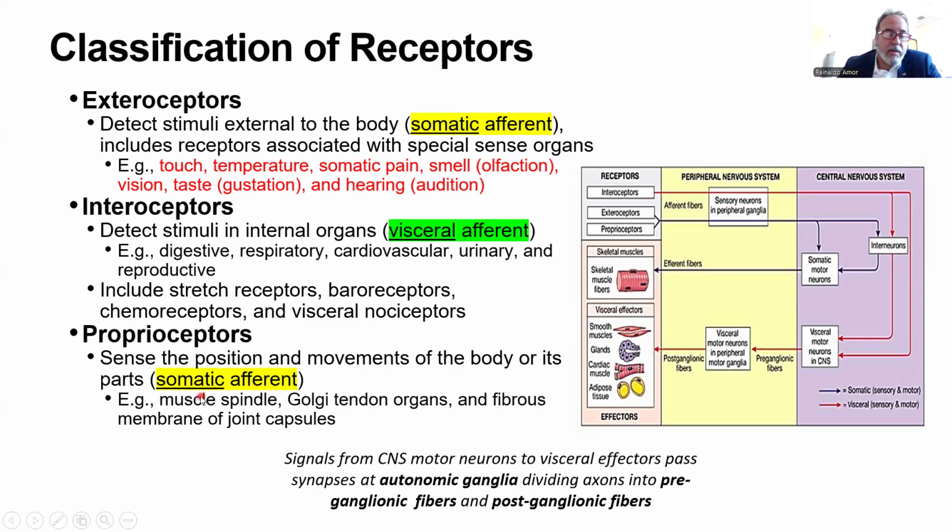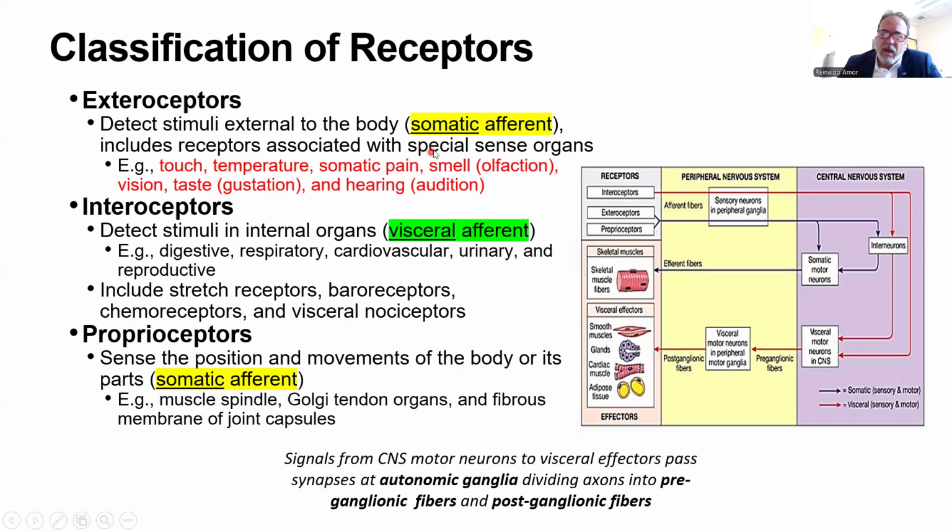And also responding to the position and movements of the body, or its parts. That is also somatic information. You can see these receptors are located in the muscle spindle, like within the muscle, or within the tendon, or even the capsules of joints. Sorry, not organs, joint capsules.